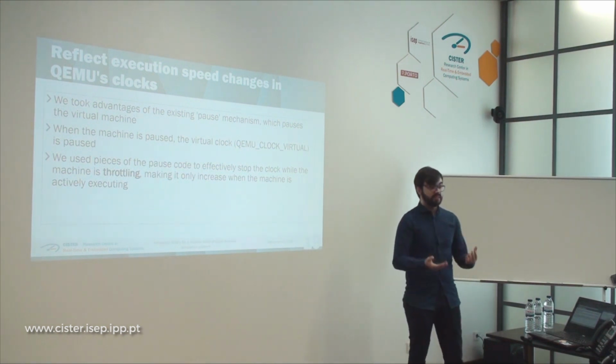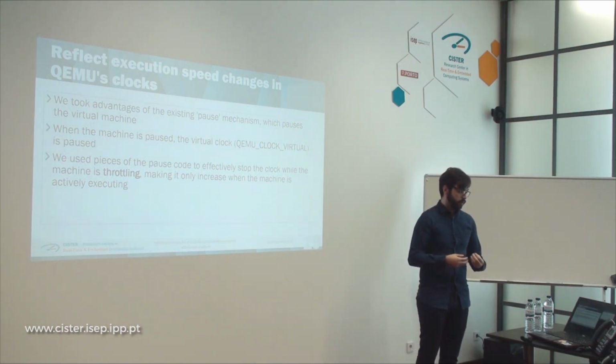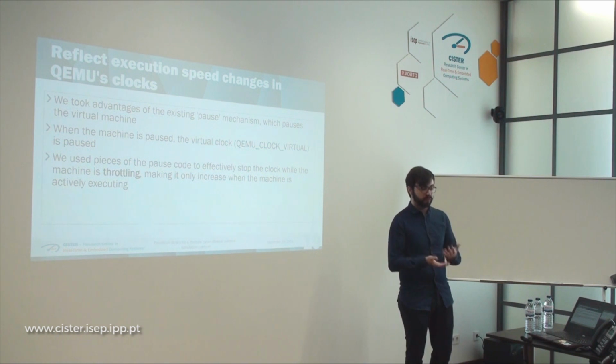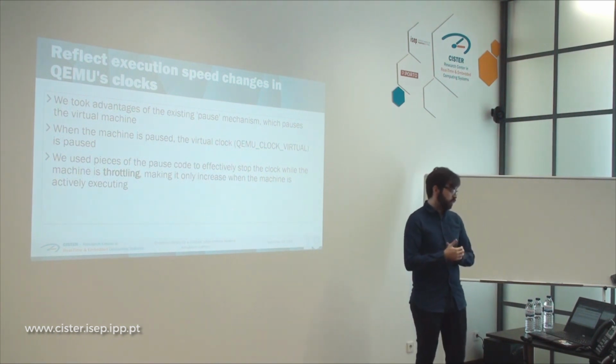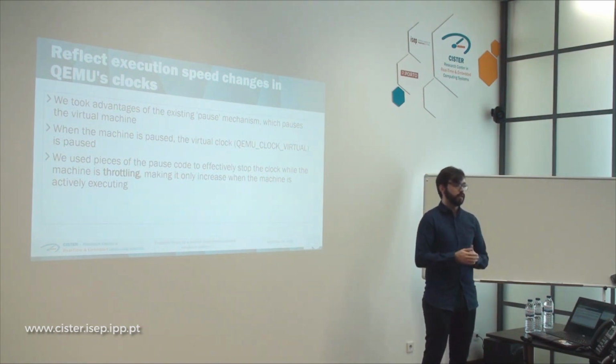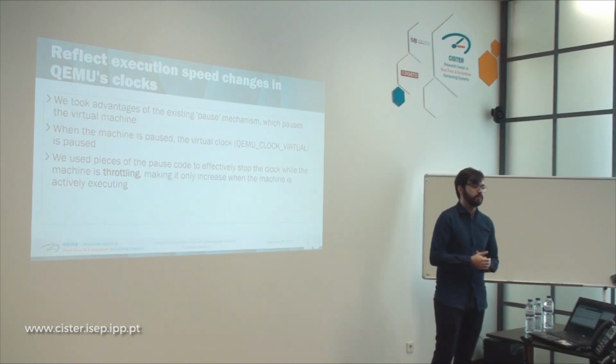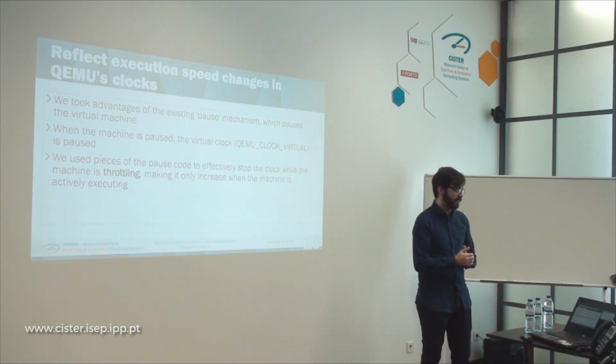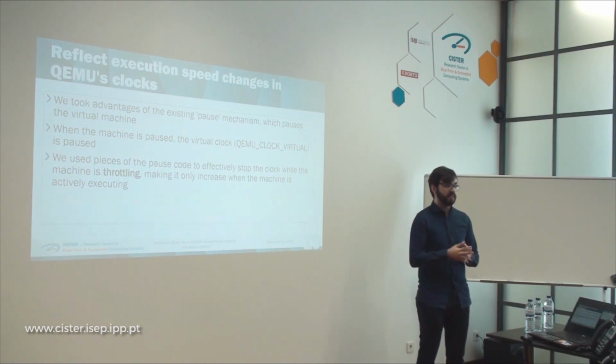Okay, so how did we solve this issue about the clocks not reflecting the execution speed? We took advantage of the existing pause mechanism. The pause mechanism in KMU, it's easy to know what it does. It pauses the virtual machine. But also it has an effect on the virtual clock.